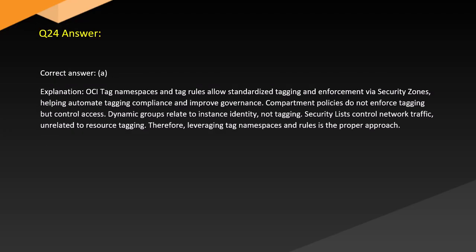Answer. Correct answer, A. Explanation. OCI tag namespaces and tag rules allow standardized tagging and enforcement via security zones, helping automate tagging compliance and improve governance. Compartment policies do not enforce tagging but control access. Dynamic groups relate to instance identity, not tagging. Security lists control network traffic and are not related to resource tagging. Therefore, leveraging tag namespaces and rules is the proper approach.